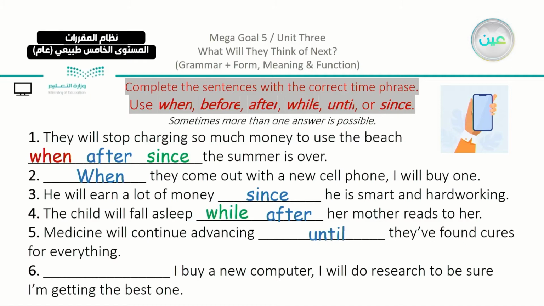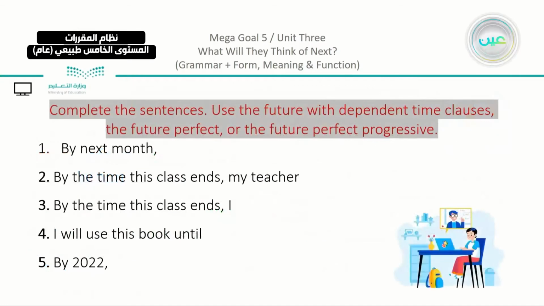Now the last part, I buy a new computer, I will do research to be sure I'm getting the best one. You're still planning to buy the computer. You can use either from the phrases that we have, either before, or you can use when. So again, just to make sure that you are on track with me, we have here the phrases that we have used. There are choices. You can choose to use this phrase. If you have chosen to use another one, it's okay. As long as the sentence has the correct meaning, you're fine.